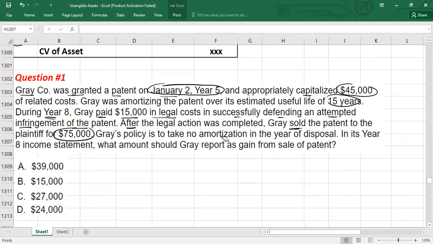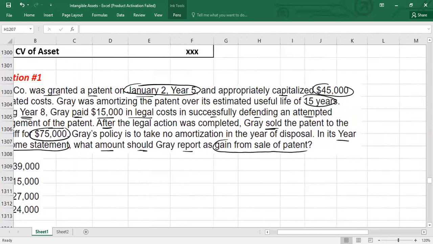Now, what is the requirement? Let's have a look. In its year 8 income statement, what amount should Gray report as a gain from sale of patent? They're asking about gain. They are not asking about amortization. So here we go, guys. How will you calculate the gain?